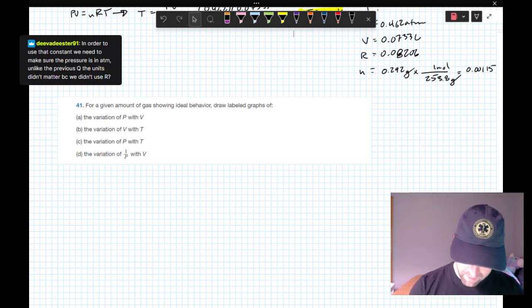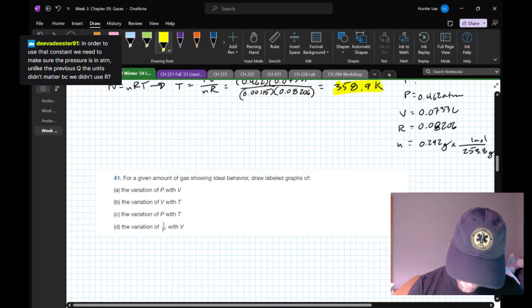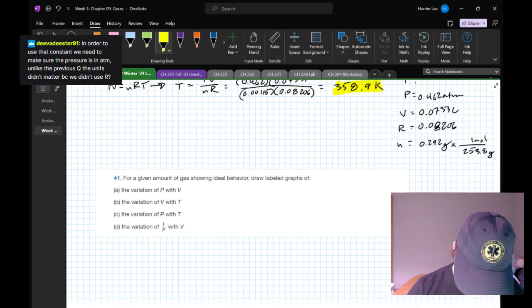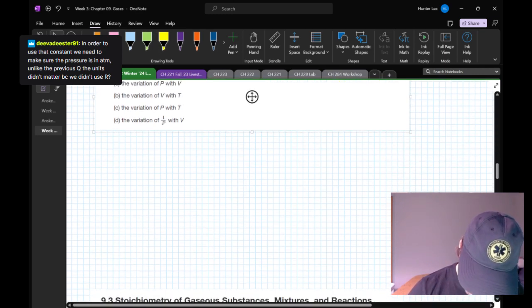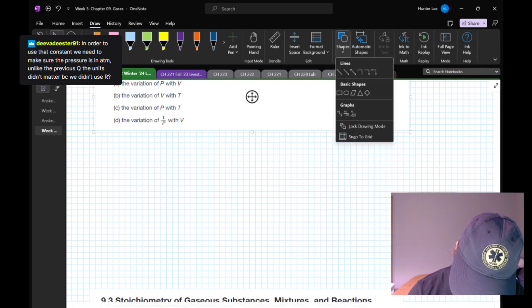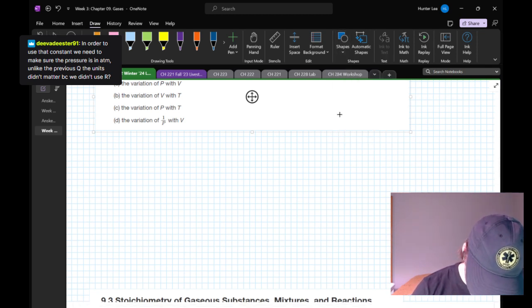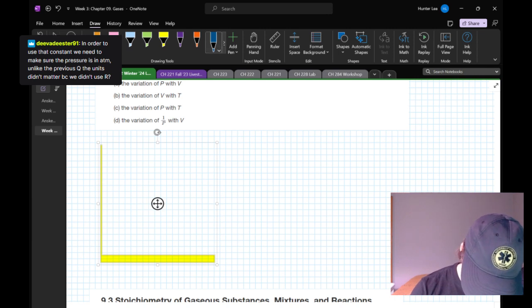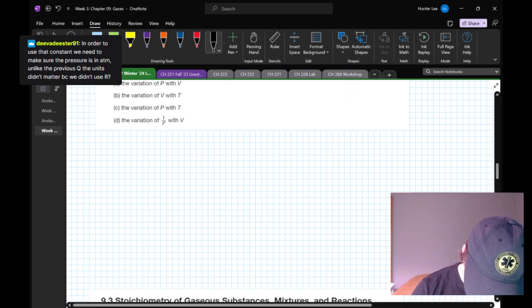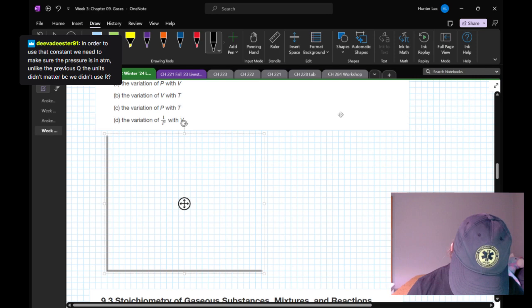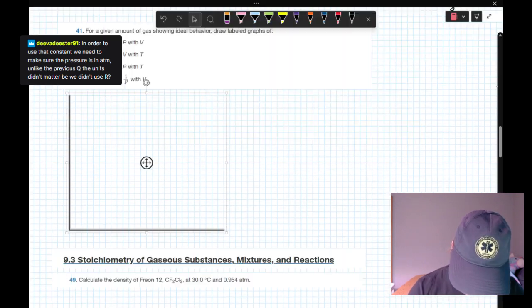But I'm gonna drop a graph in here because they're asking us to visualize. Oh, come on now. Shapes, X, Y. One more time. There we go. Okay.